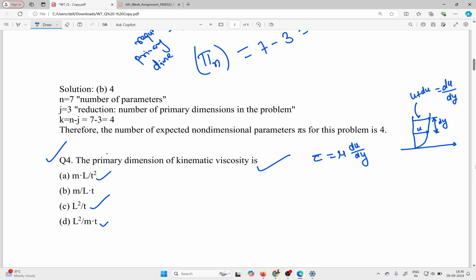So now you need to put in the dimensions. Shear stress is equal to force by area, from the very basic fundamentals. Then your dynamic viscosity. And what is kinematic viscosity? It is represented by nu, that is mu divided by rho, dynamic viscosity divided by rho.